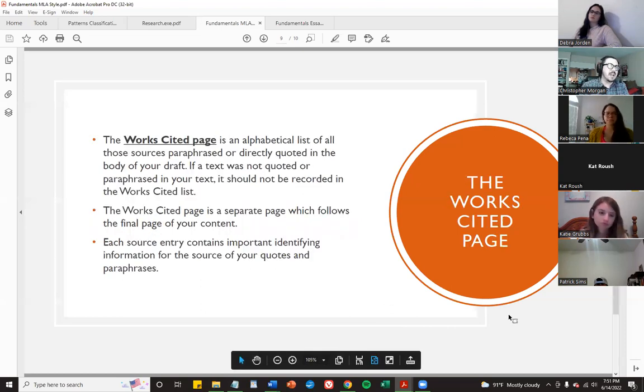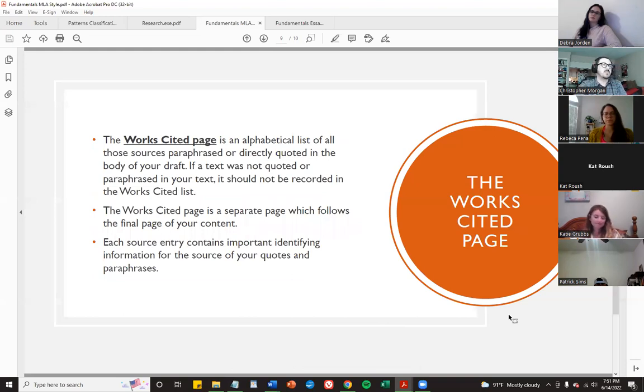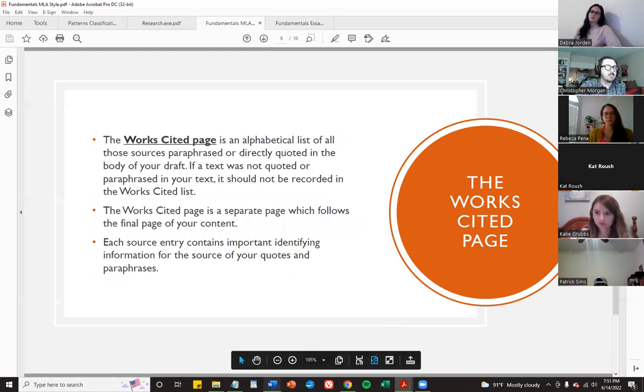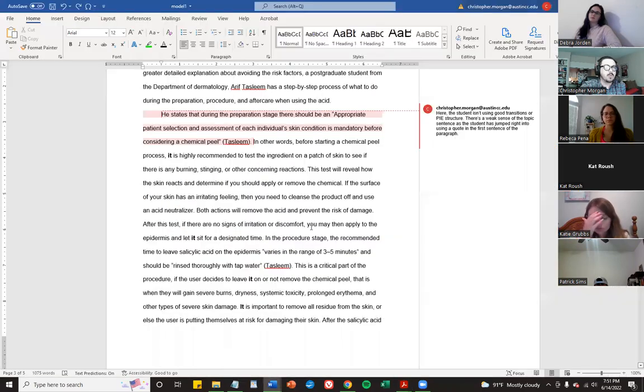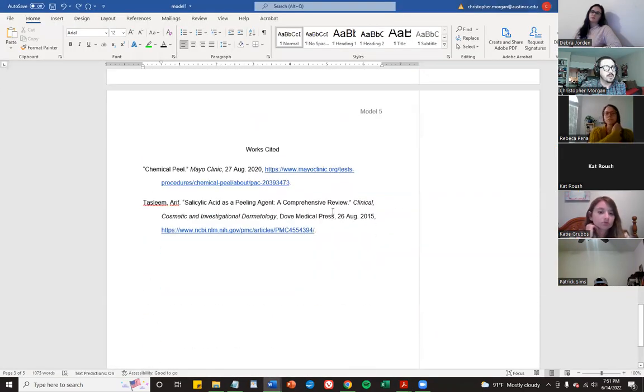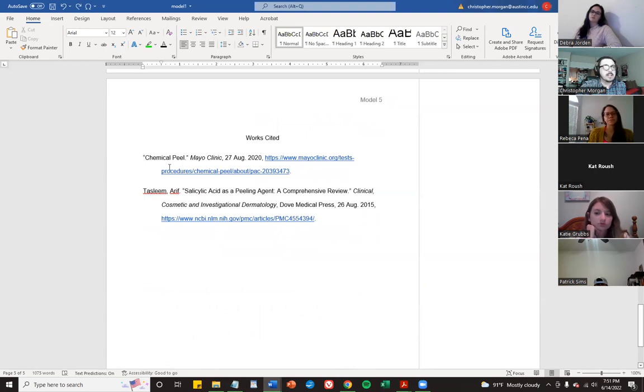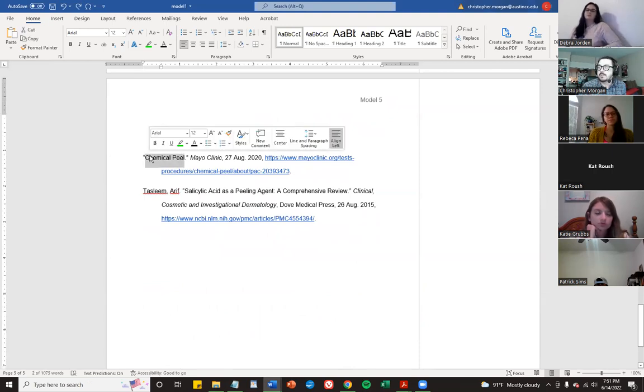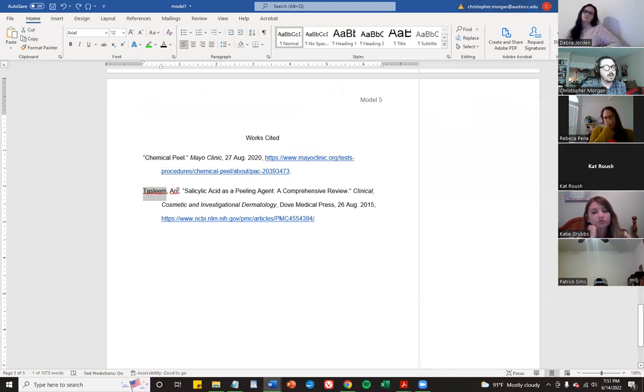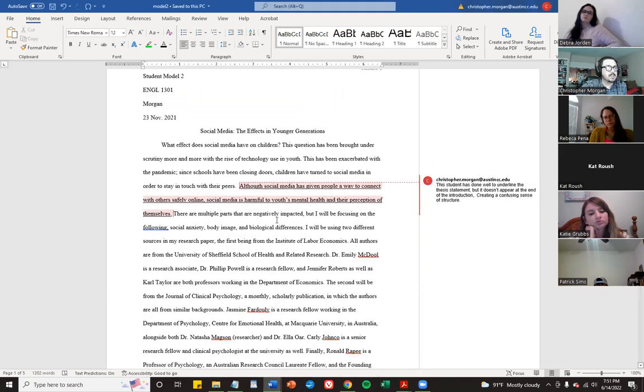The works cited page is an alphabetical list of all those sources paraphrased or directly quoted in the body of your draft. And that's really important, why we organize these sources the way that we do: they're organized alphabetically by whatever shows up first. If it's an author, it's easy. You write their last name first, followed by a comma, and then their first name. If it's just the title, then it's going to be alphabetized by the title, right? And these can get more or less complicated.